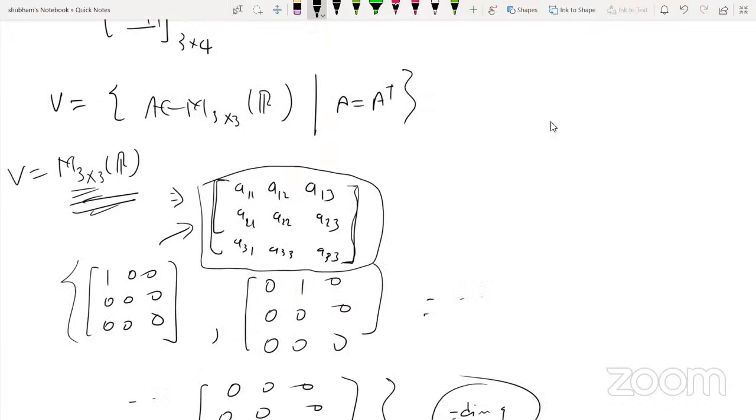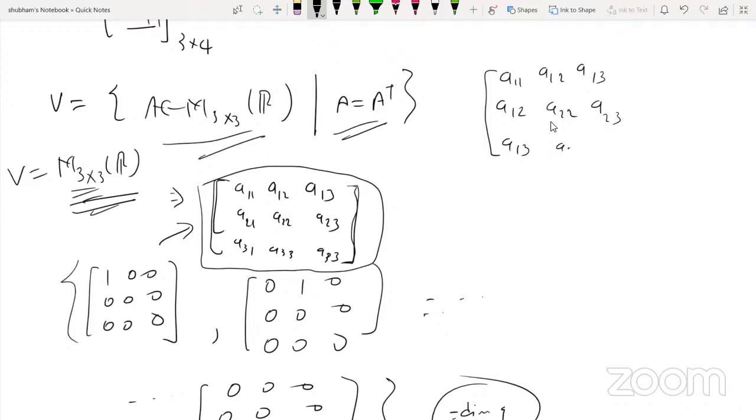Now here is the case where the matrix equals its transpose. If you write a general matrix of this vector space, suppose A11, A12, A13, then A equal to A transpose means the entries will be A12, A13, A23 and so on, with A33 or whatever numbers you give. If you take the transpose, both will be the same.